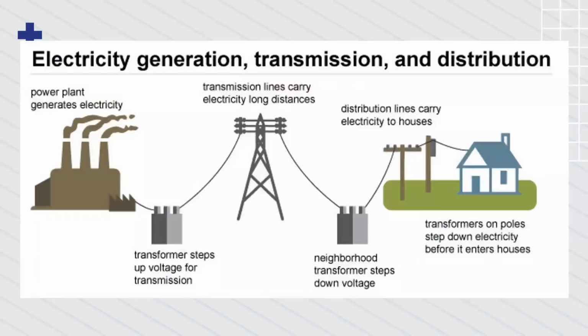Okay, so before we go to the correct answer, let us have this diagram first. As you can see here, it all starts with the power plant, which generates the electricity. And then there is the step-up transformer for the voltage transmission. And then transmission lines carry electricity long distances. Then we have the neighborhood transformer steps down the voltage. And distribution lines carry electricity to houses. Then transformers on poles step down electricity before it enters the house.